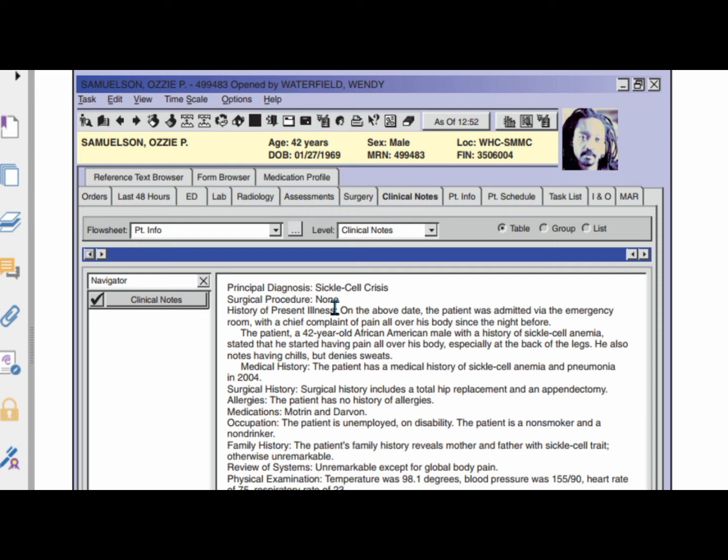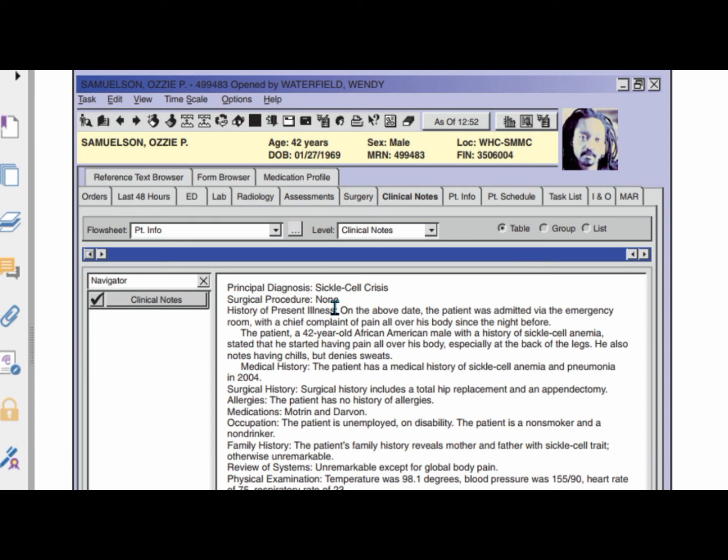The patient was admitted via the emergency room with chief complaint of pain all over his body since the night before. The patient's a 42-year-old African American male with history of sickle cell anemia stated that he started having pain all over his body, especially at the back of the legs. He also notes having chills but denies sweats. Medical history: the patient has a medical history of sickle cell anemia and pneumonia in 2004. Surgical history includes a total hip replacement and appendectomy.